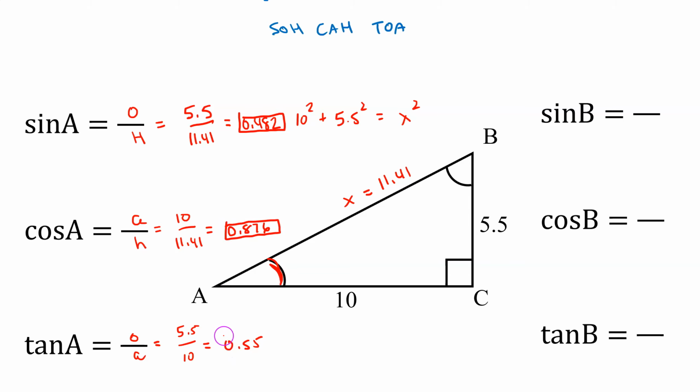But what we're really interested in is what the actual angle is. So we want to be able to use these ratios in order to tell us, okay, is this angle 20 degrees or 30 degrees or 40 degrees? What is the angle? And the angle is A. So right now with sine of A, we have sine of A equals 0.482.